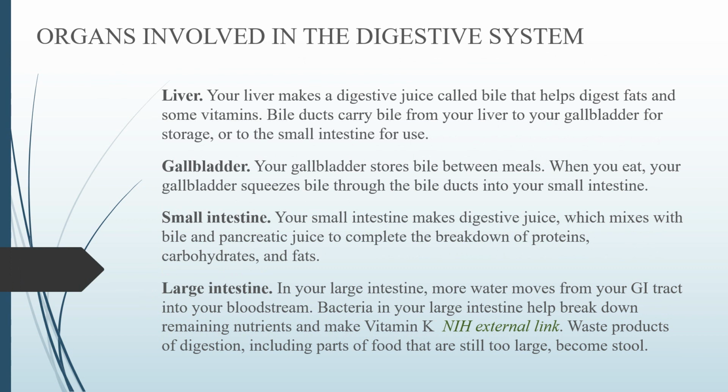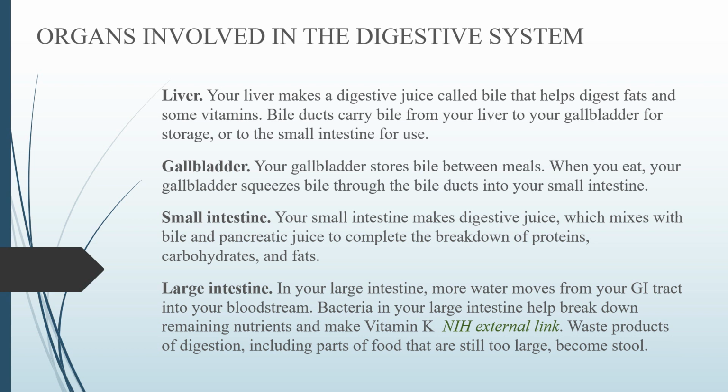Organs involved in the digestive system. Liver. Your liver makes a digestive juice called bile that helps digest fats and some vitamins. Bile ducts carry bile from your liver to your gallbladder for storage or to the small intestine for use. Gallbladder. Your gallbladder stores bile between meals. When you eat, your gallbladder squeezes bile through the bile ducts into your small intestine.